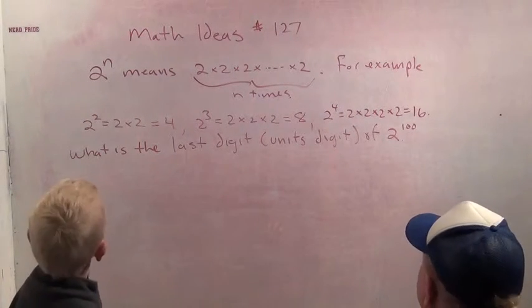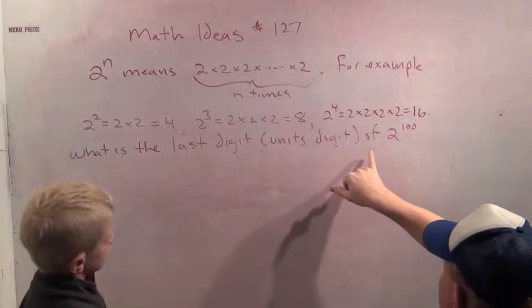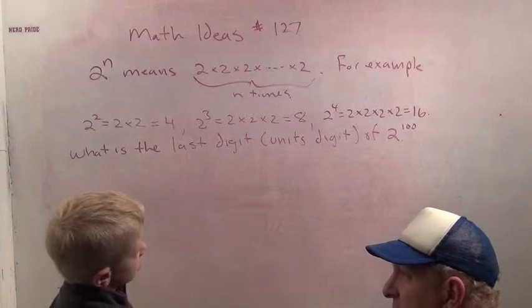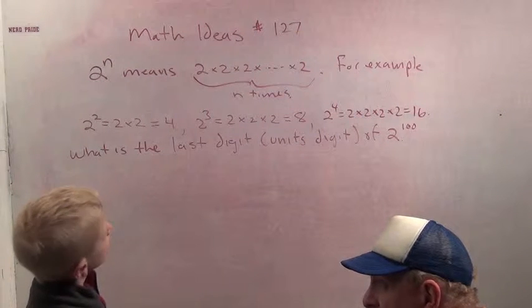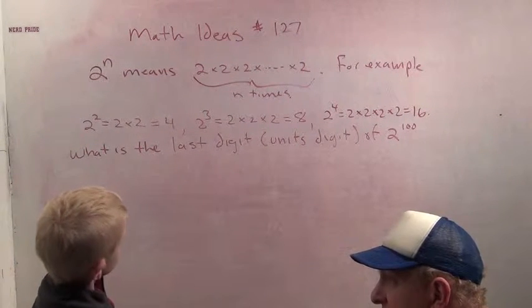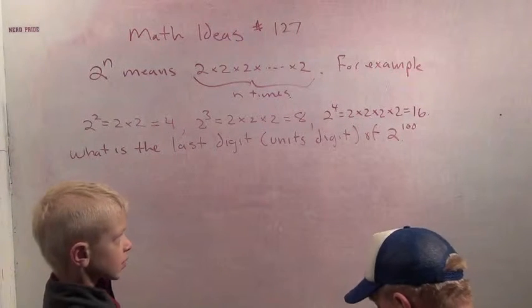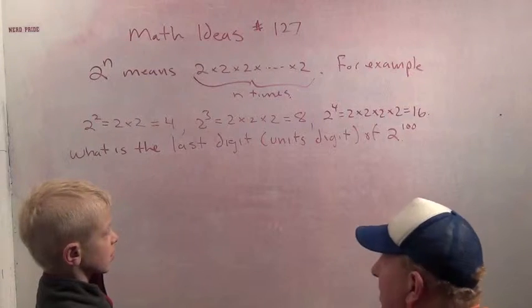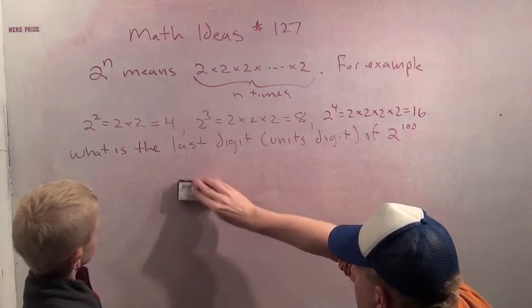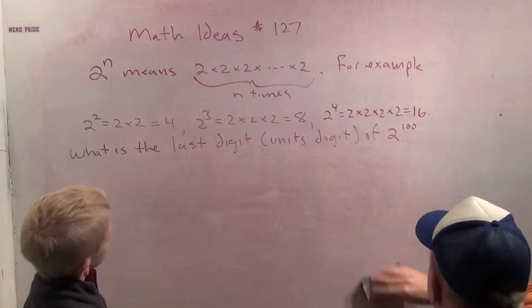And the problem is to figure out what is the last digit of 2 to the 100th. Whoa! We'll never be able to multiply that out, will we? That would take too long. So there must be some other way to understand what the last digit is. How would you want to approach a really tricky problem like this?